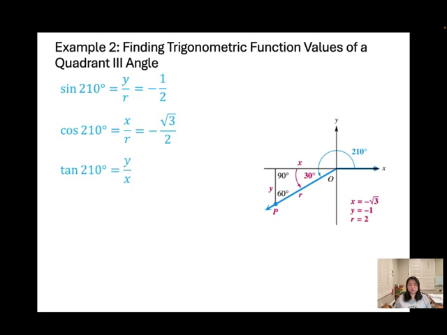Okay, check your work. Tangent will be y over x. So you should get negative 1 over negative square root 3. And then rationalize: you're going to multiply by square root 3 over square root 3, so you should get square root 3 over 3 here. Cotangent, you're going to take the reciprocal of this, so that will be equal to square root 3.